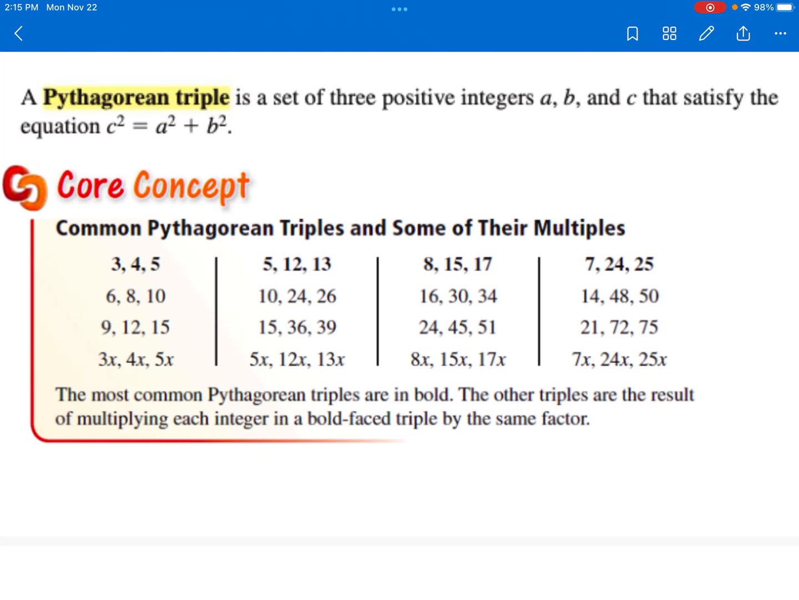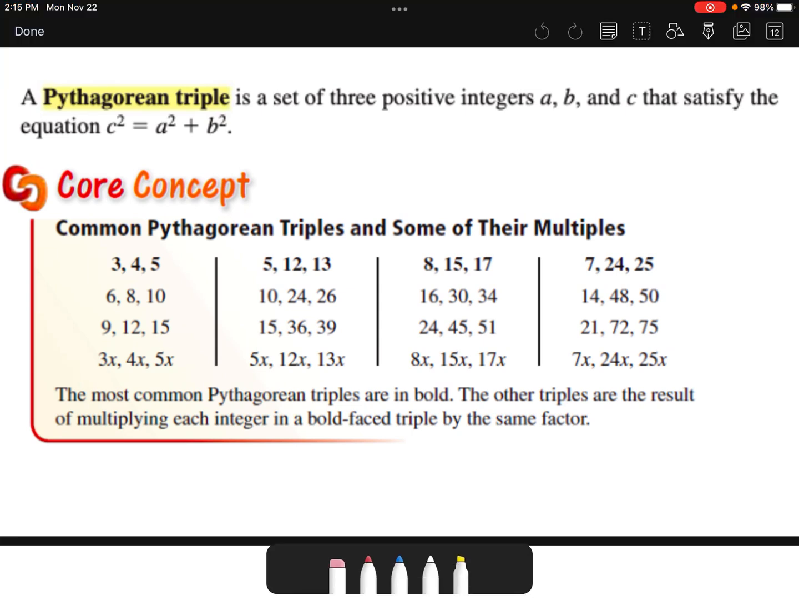These are the main triples that we deal with: 3, 4, 5; 5, 12, 13; 8, 15, 17; and 7, 24, 25. Now there are others for sure. But there also are all the multiples of them as well, like 6, 8, 10, or 9, 12, 15, and 10, 24, 26, etc. So these are just some of them. There's literally an infinite number of triples. But this can sometimes be a shortcut for us when we're dealing with right triangles.